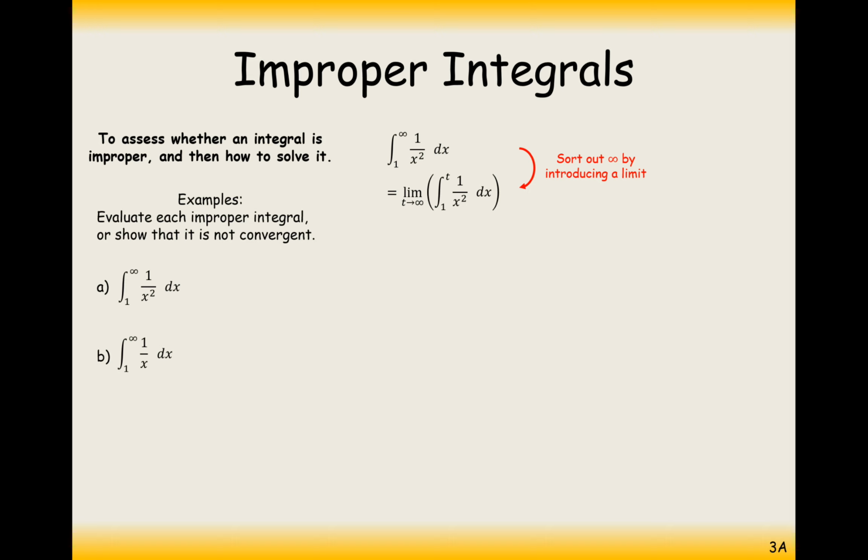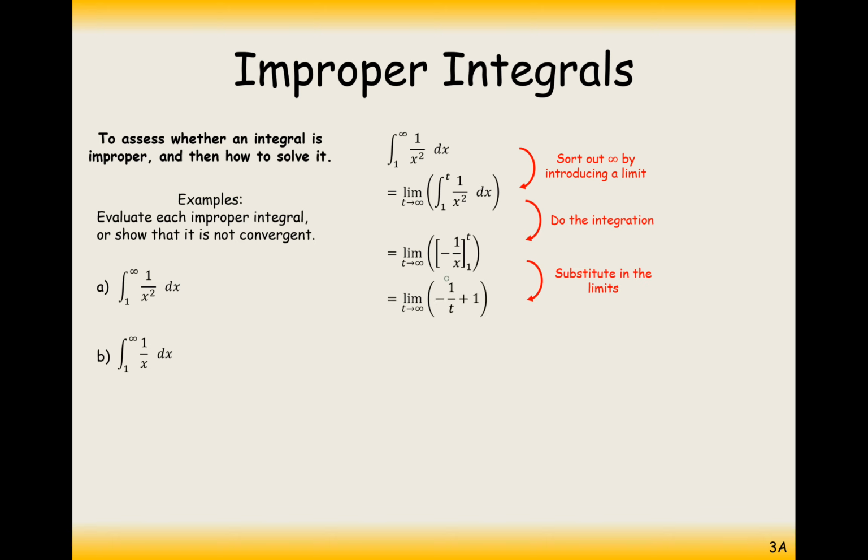So let's work inside the brackets first. The first thing I need to do is do this integration. So that will give me minus 1 over x between the boundaries of 1 and t. The next thing I do with this integral is substitute in the limits.